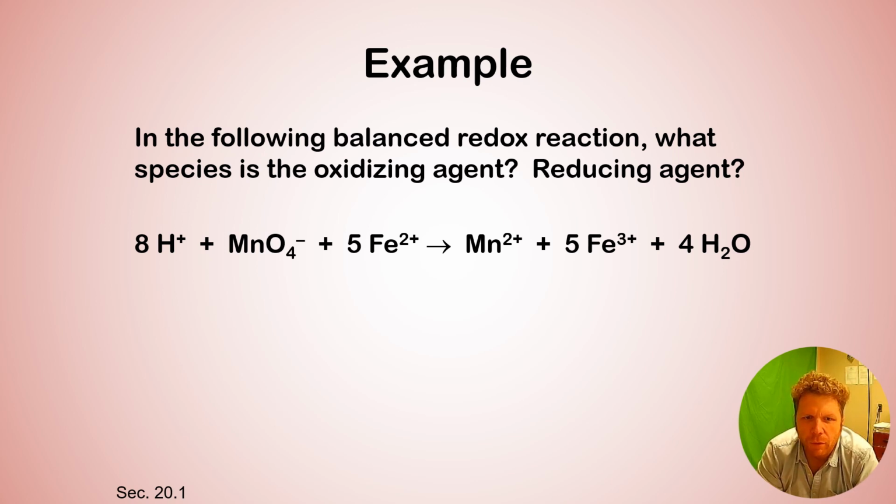Now an example that you might want to look at is a balanced redox reaction. What species is the oxidizing agent? Which species is the reducing agent? So this is the sort of thing where we're bringing back some of the ideas of what is your oxidation number. What I always like to do is find the species that's kind of hanging out by itself. And I see iron going from Fe2+ to Fe3+.